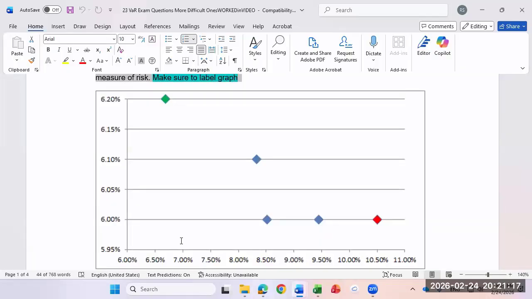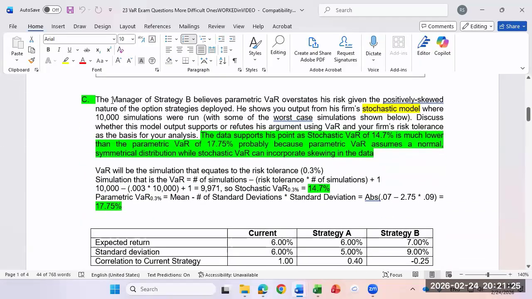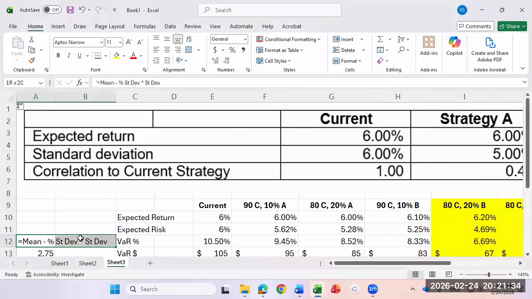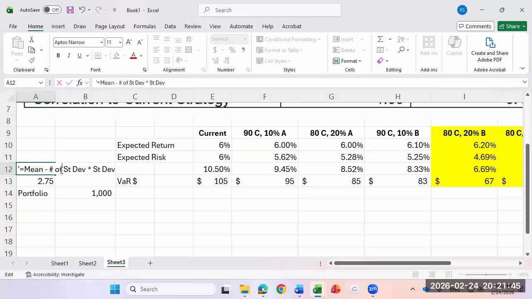And then I throw in a question C, which is the curveball. I can throw in one curveball, and this is just to see if you're really understanding it. The manager of strategy B believes parametric VAR... So what is parametric VAR? It's this thing right here: mean minus the number of standard deviations times the standard deviation. That's parametric VAR. You're just using the normal curve, the standard deviation and the mean.